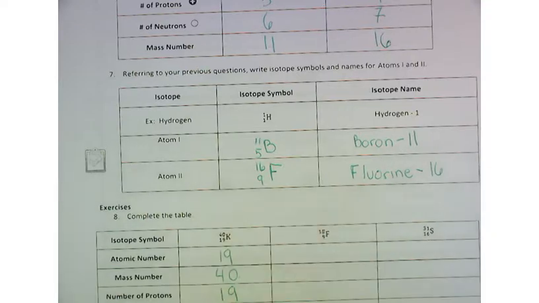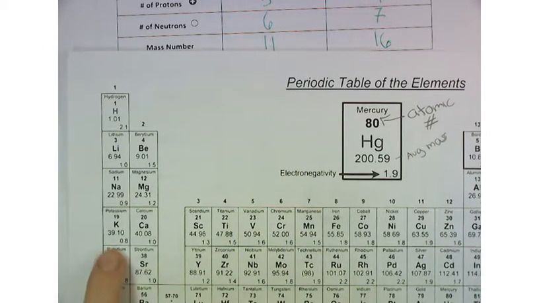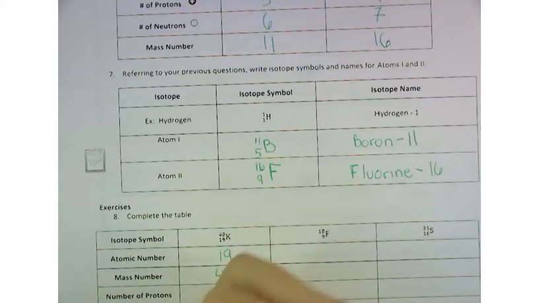And for isotope name, we need to come on over to our periodic table. We find K, and we see that it's potassium. So we'll write out potassium.